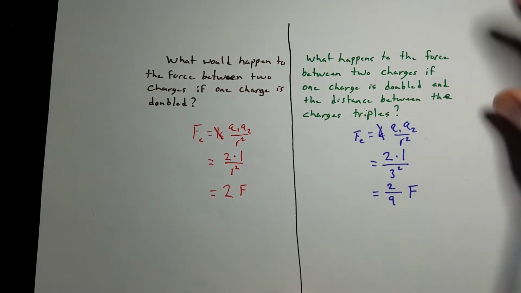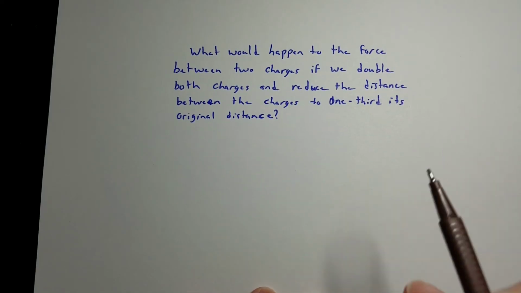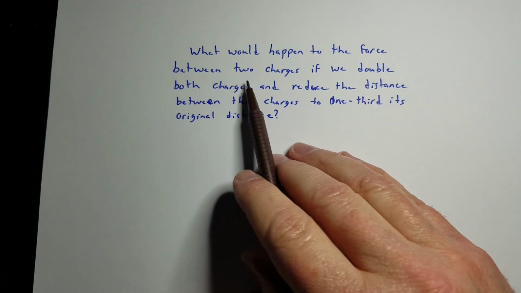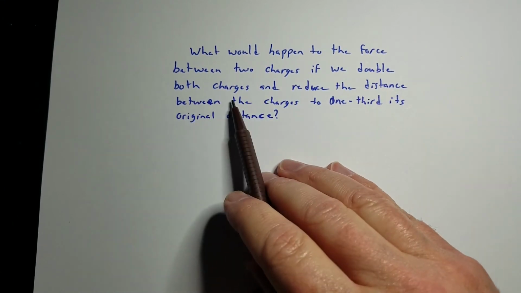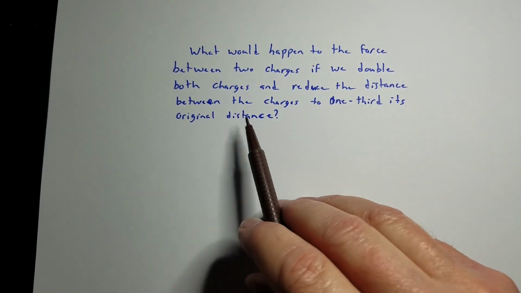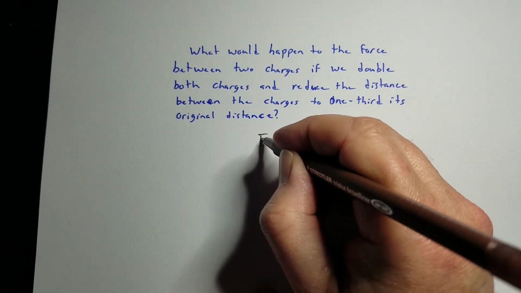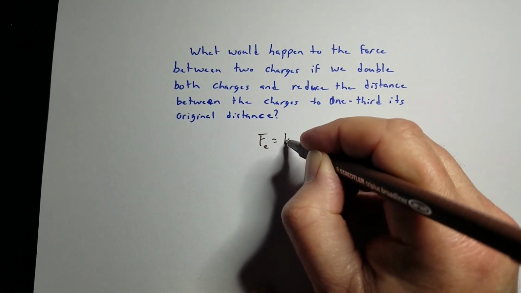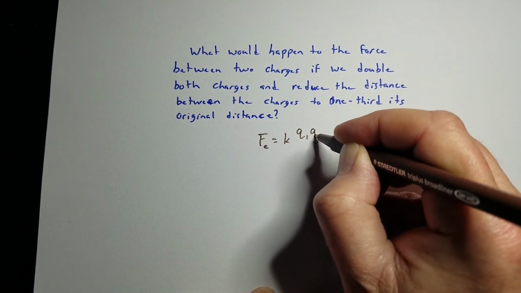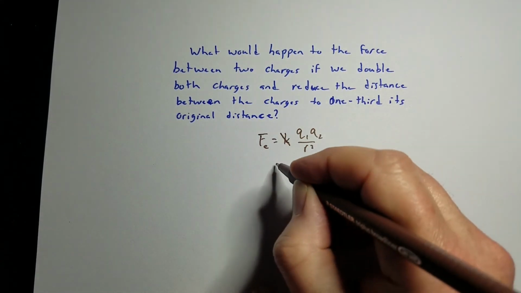Let's do a couple more examples. All right, on this one, what would happen to the force between two charges if we double both charges and reduce the distance between the charges to 1/3 its original value? Okay, so again, start off with your equation. Let that equation be your guide to thinking. Don't worry about the constant.